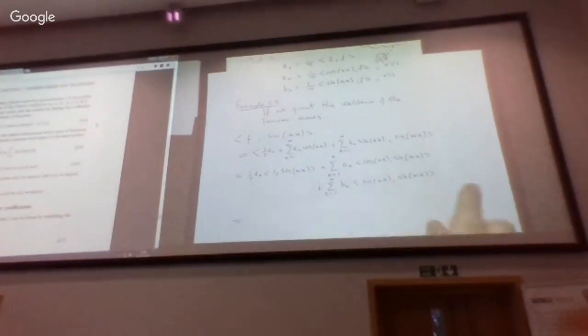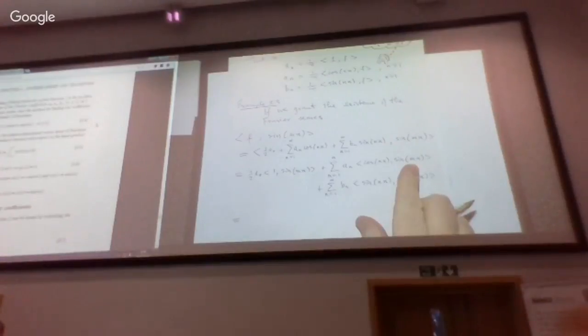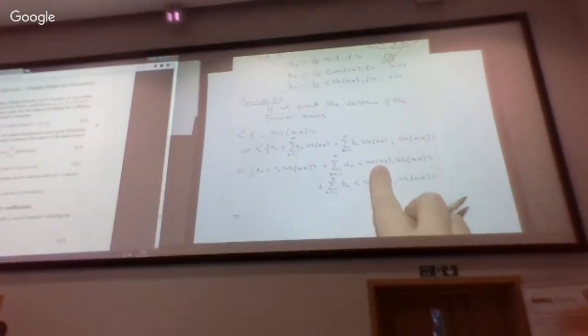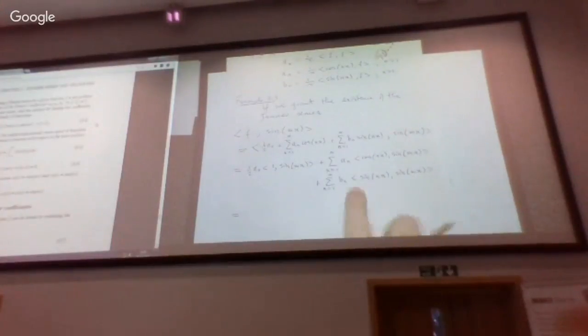So that means most of these are 0. This first one is certainly 0: the inner product of the constant function 1 with sine of mx. Those are two different functions from F. All of these ones here are 0 as well. So there's the inner product of a cosine function with a sine function. Two different functions in the family F, so their inner product is 0. Almost all of these ones are 0, because almost all of these is an inner product of a sine function with a different sine function.